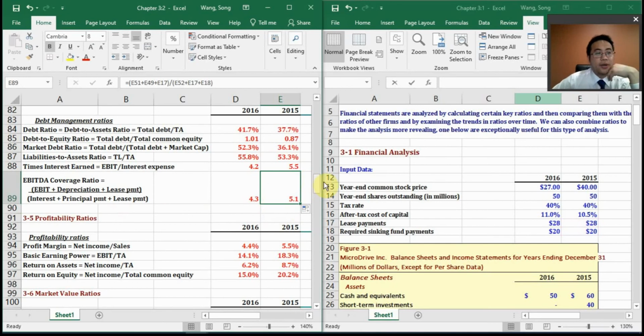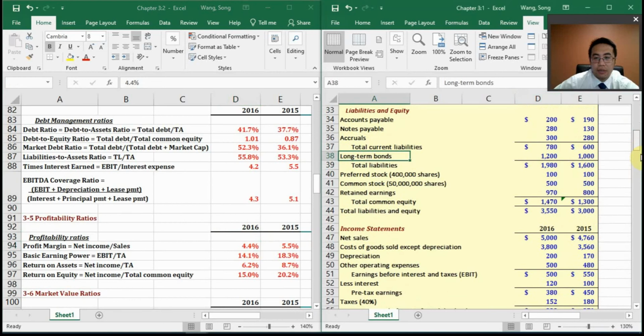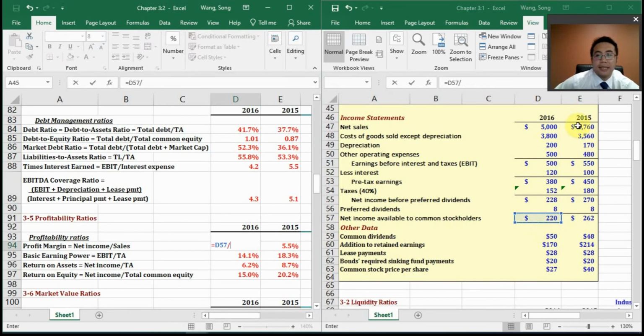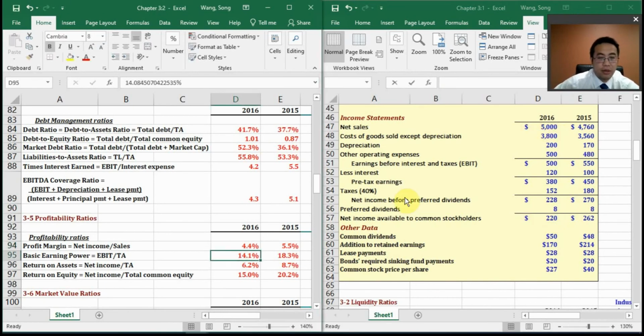All right, the next category is the profitability ratios. It is also easy to do, and it's also easy to comprehend. You see, the first one is the net profit margin. I should say there should be the word net added in here. So the net profit margin is the net income divided by the net sales. So let me use the net income, which is right here, divided by the net sales. So this is my number, 4.4%. Then I drag it to the right.